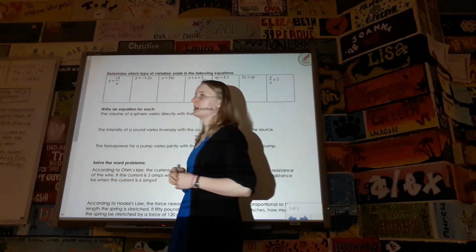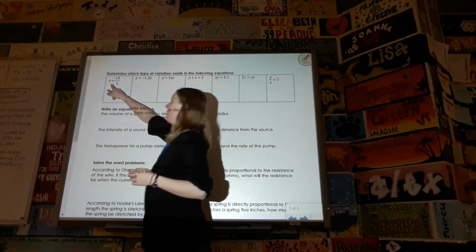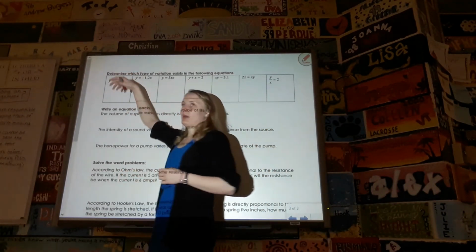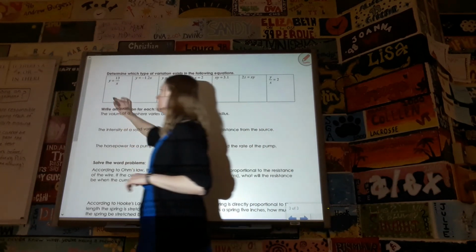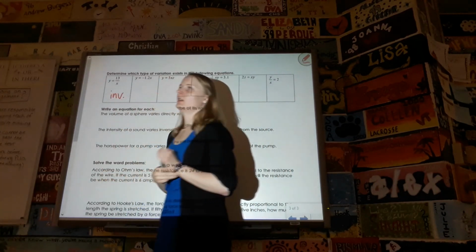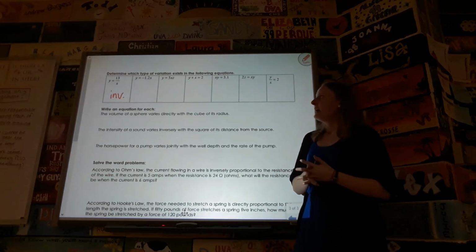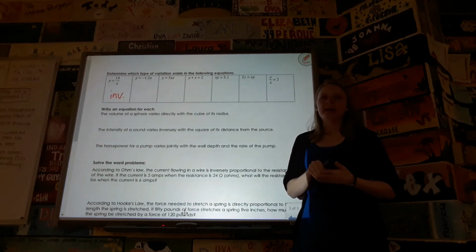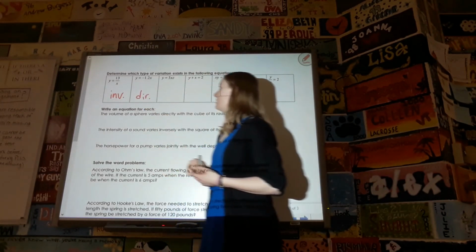The number that I'm giving you is the value of k. Okay? So for this one, it's already set up that way. We have y equals something divided by x. What variation would that be? It's inverse because we have the division here. X is in the denominator. What about the next one? Y equals negative 1.2 times x. That would be direct variation.